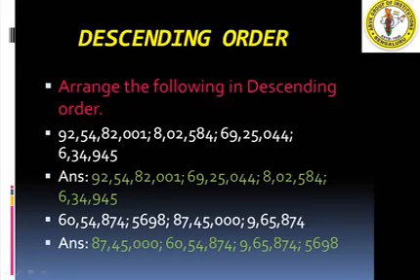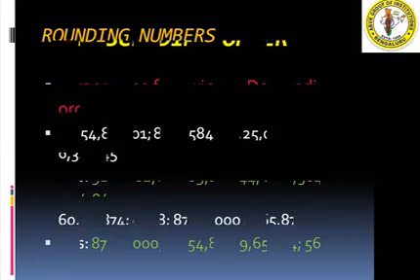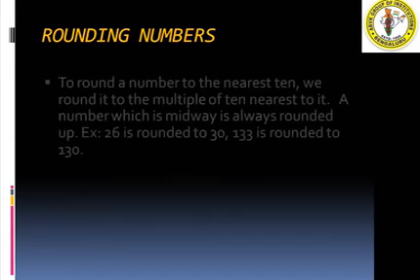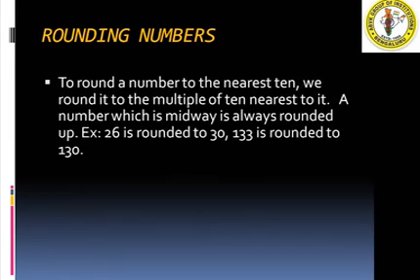See, now you know how to arrange the numbers in ascending and descending order. So now let us see the next one, rounding numbers. Rounding numbers means, we have seen in the classes also, I explained how to round off the numbers to the nearest 10, nearest 100, nearest thousands. Let us see, here are some rules. So how will you write?